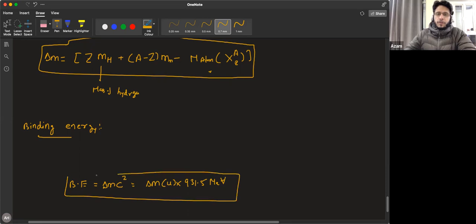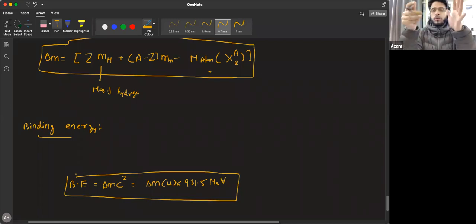This is binding energy. What happens is, when neutrons and protons combine to form a nucleus, this is an exothermic reaction. There is a mass defect, and the energy corresponding to this mass defect gets liberated into the environment. It's an exothermic reaction. Now, if you want to break this nucleus, you have to provide the system the same energy which was liberated during the formation of the nucleus.